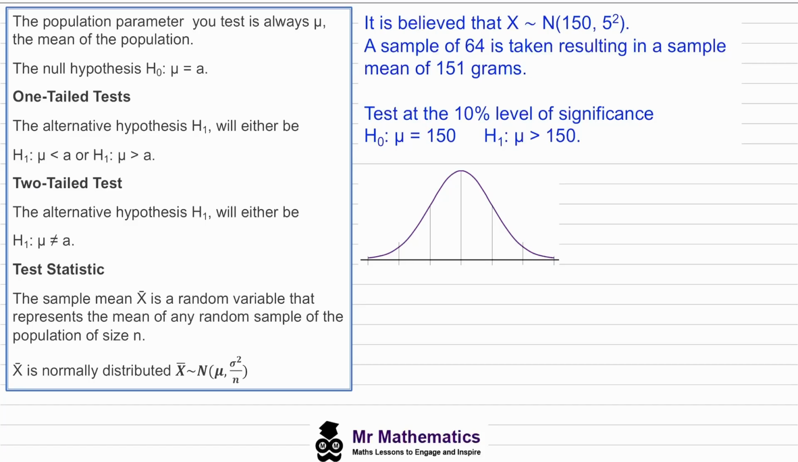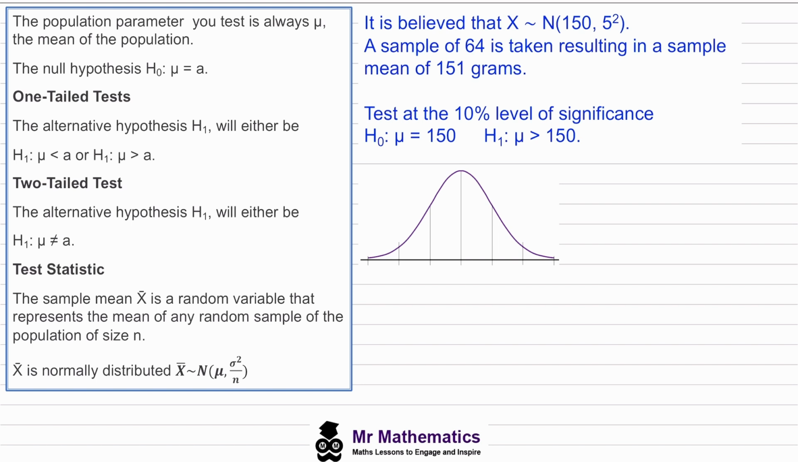Hi everybody. So in this video, I'm going to show you how to test a hypothesis using the normal distribution. The population parameter that we test is always mu, the mean of a population. And the null hypothesis, H0, is always that the mean is equal to a certain constant. Then the test could either be a one-tailed test, where the alternative hypothesis H1 will either be that mu is less than a constant, or mu is greater than a constant.